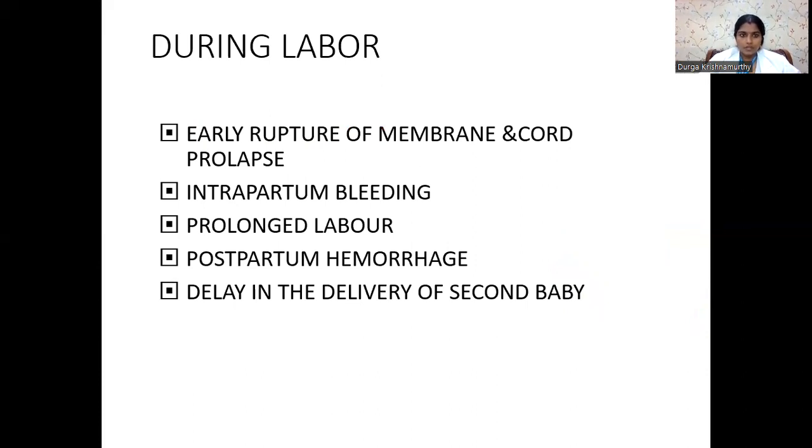During labor, there is early rupture of membrane and cord prolapse. What are the complications we see during them? They are early rupture of membranes and cord prolapse, intrapartum bleeding, prolonged labor, increased incidence of postpartum hemorrhage, and delay in delivery of the second baby.